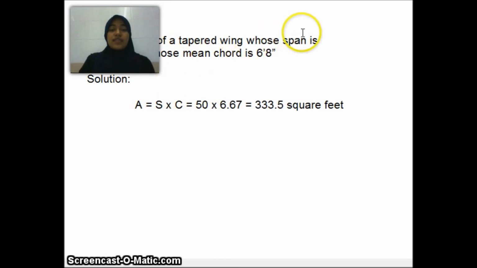As we said above, the span value is 50 feet. Just add it into the solution. And the mean chord is 6 feet 8 inches. Just change it. If you don't know how to change it, just use the calculator. There's a symbol over there for how to change it. Just press that and you're going to get 6.67. So when 50 times 6.67, you're going to get 330.5 square feet. That's it. It's simple. In the blink of an eye, you can get the answer. No need to worry. It's very simple.